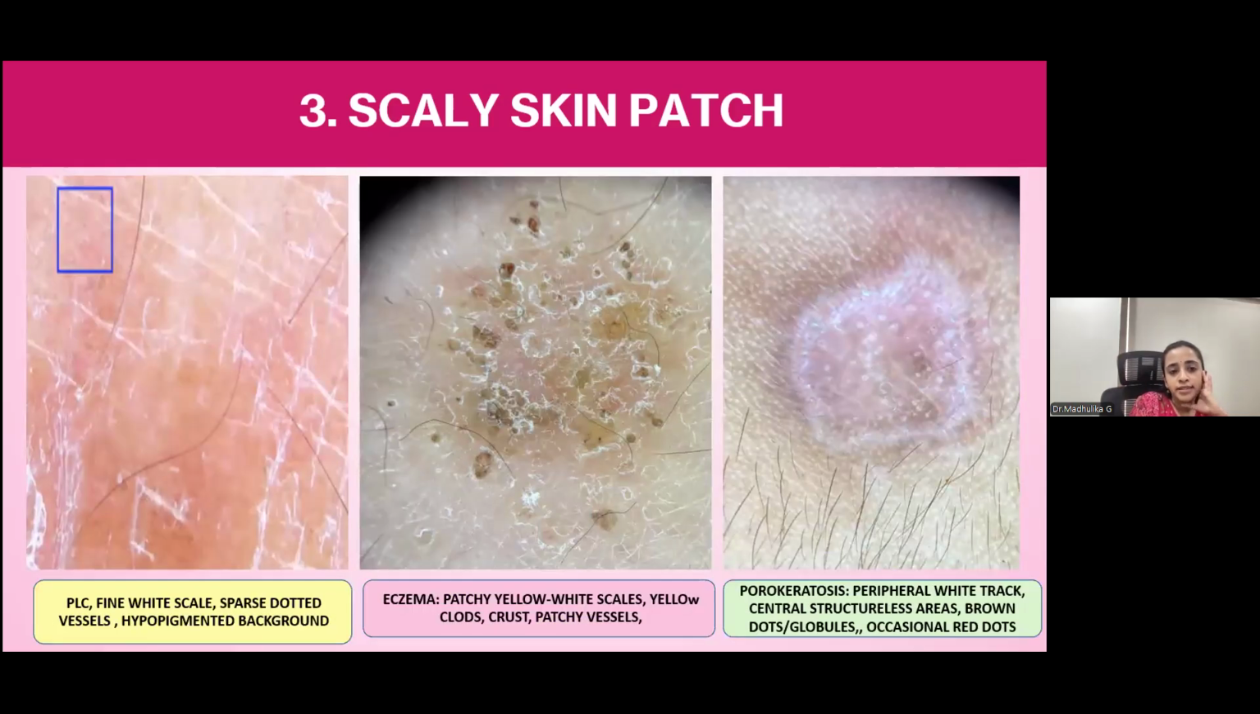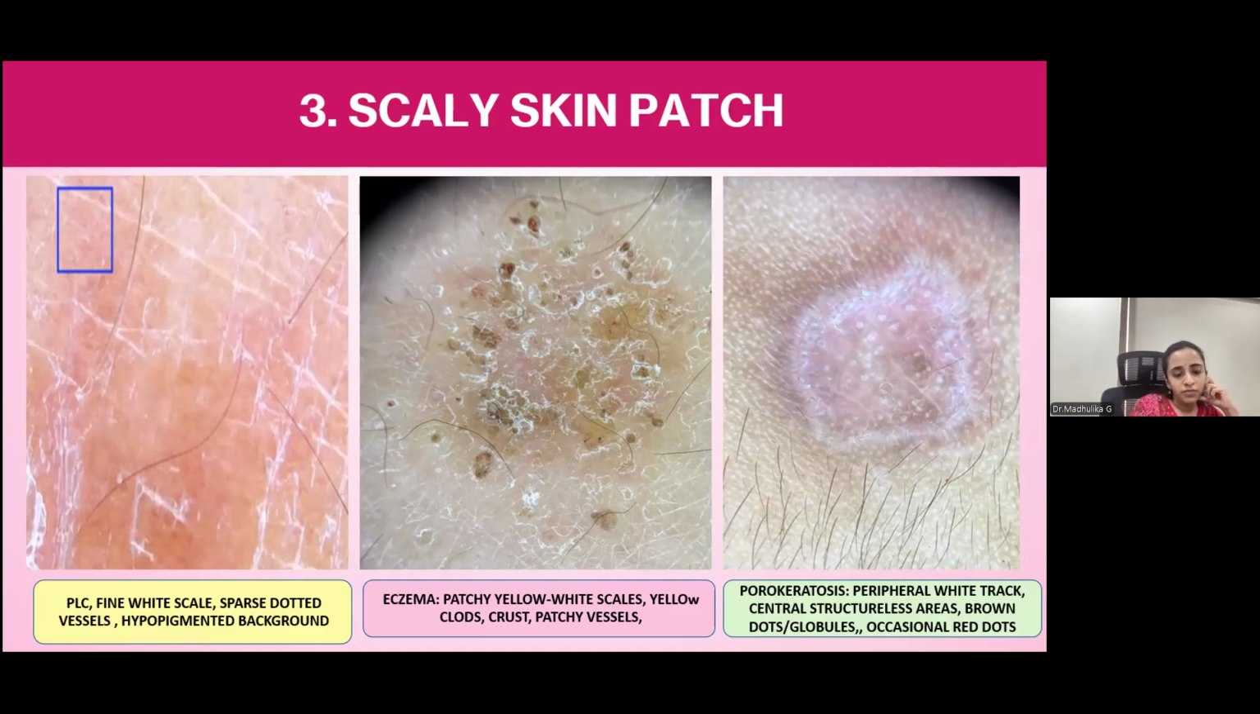So then pityriasis lichenoides chronica, which is a lymphoproliferative disorder, almost presents like scaly white hypopigmented patches, right? So what you see in this, you see fine white scales, you see sparse dotted vessels, a hypopigmented background, and a little orangish structureless area in your dermoscopy.